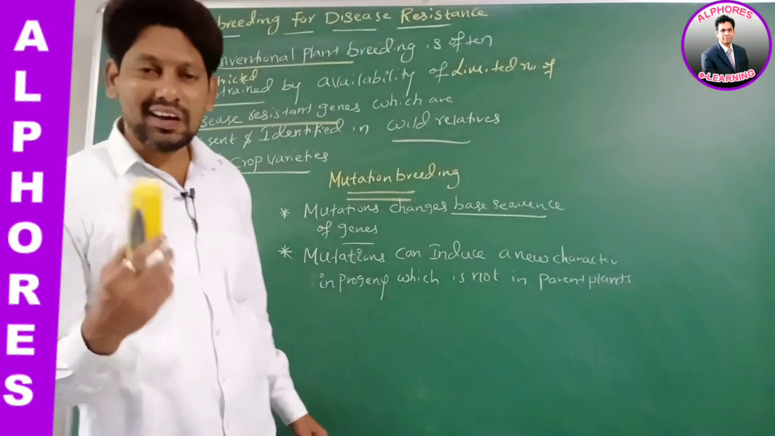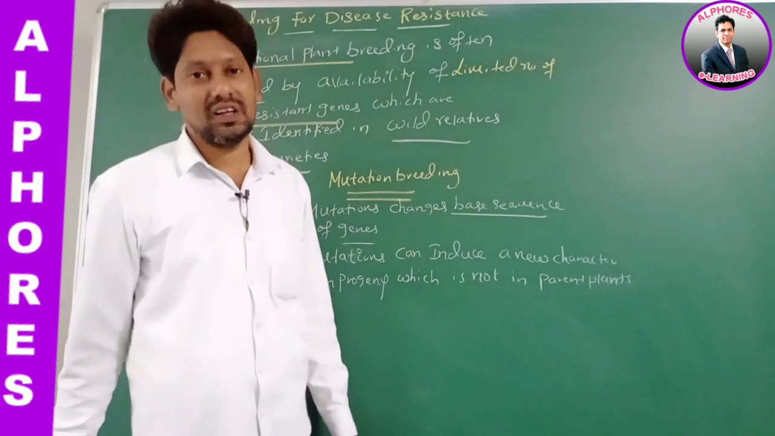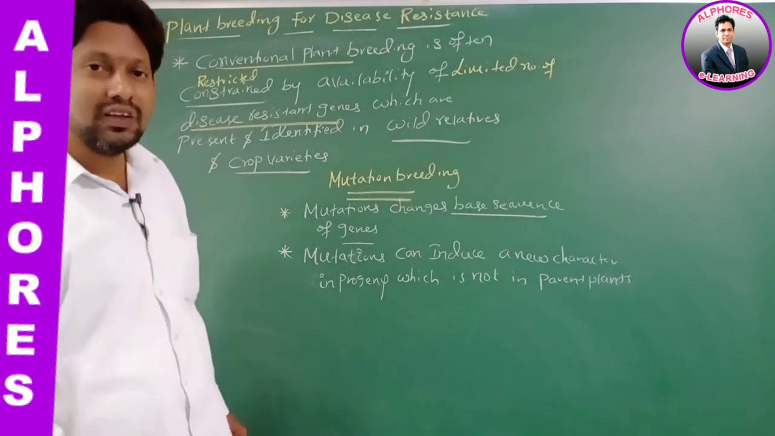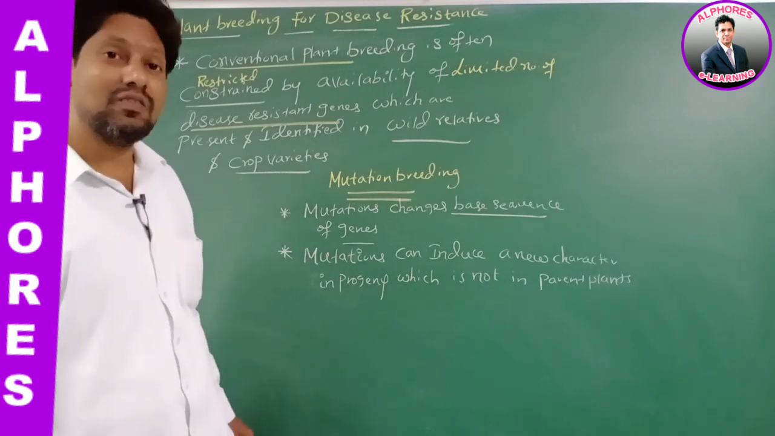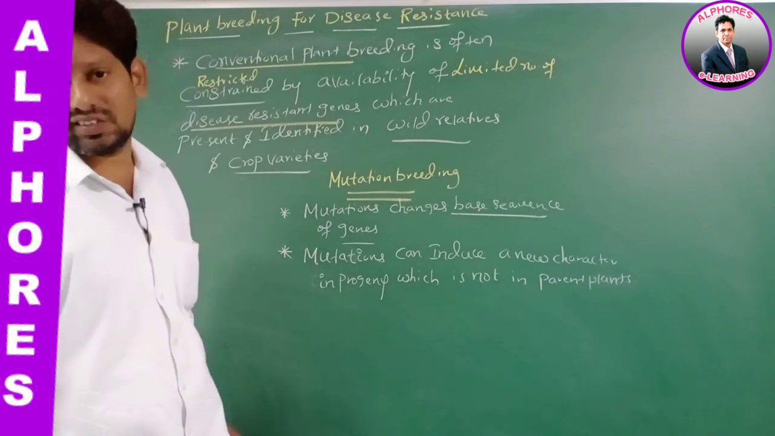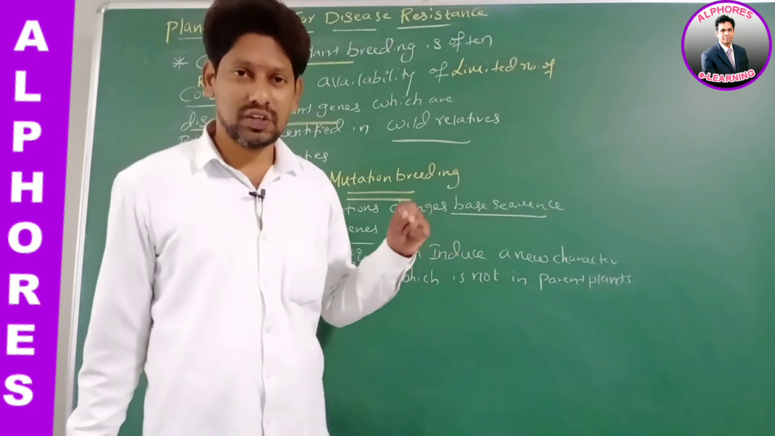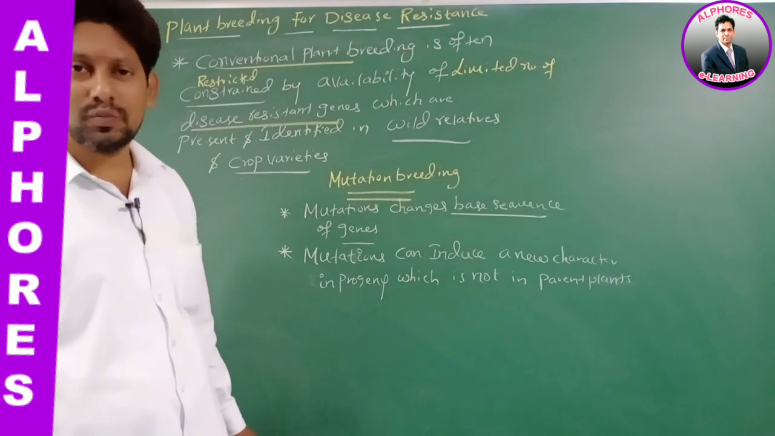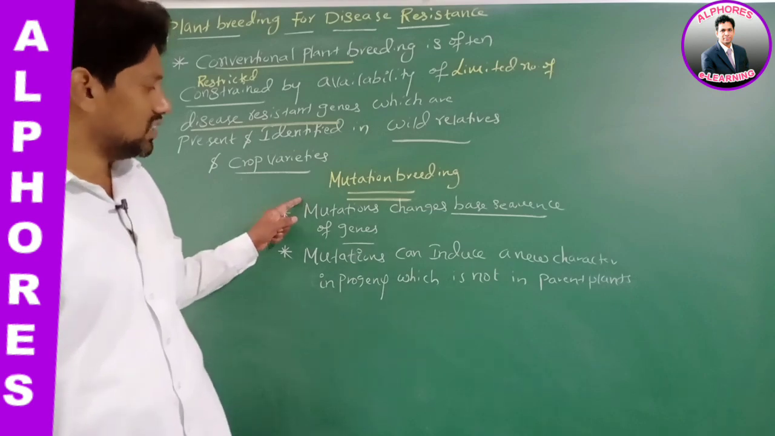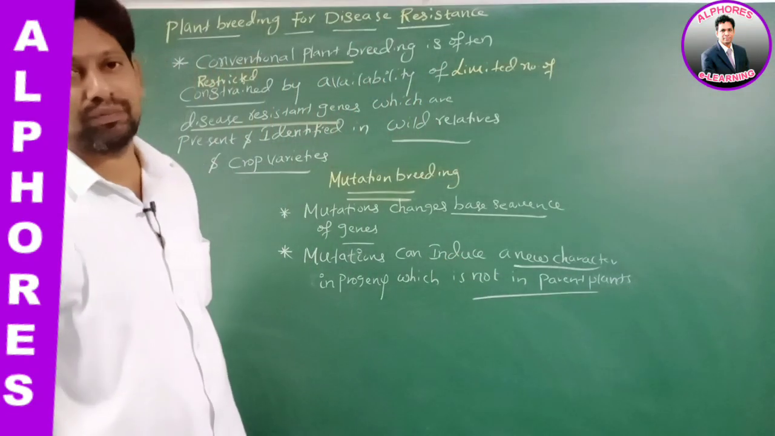Now listen to these statements carefully. Take conventional plant breeding. In conventional plant breeding, the characters which are not there in parent plants, we cannot introduce into the progeny. It means the characters present in the parent plants are the same characters transferred to the progeny. Does conventional plant breeding introduce a new character into the progeny which is not there in the parent plants? No, it cannot. Whereas mutations can induce a new character into the progeny which is not there in the parent plants. Is this statement okay?